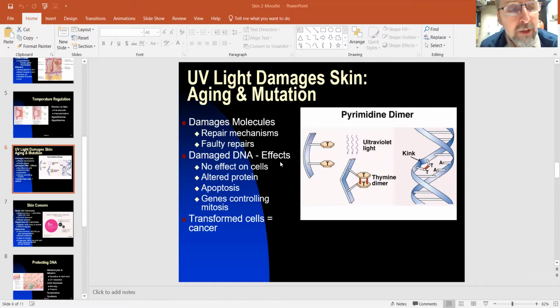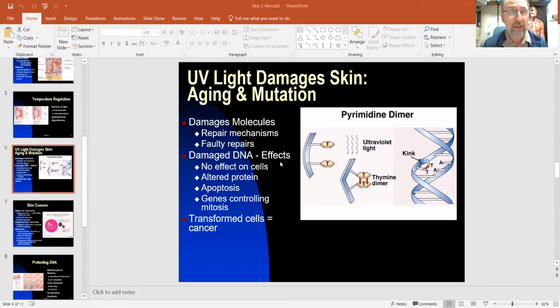And so this damaged DNA can change the sequence of bases. And sometimes this has no effect on the cell, if that part of the DNA is not being made into a protein. Sometimes it leads to an altered protein. Sometimes it kills the cell. That's called apoptosis. That's not so bad because we can replace skin cells. But sometimes DNA damage does the worst possible thing.